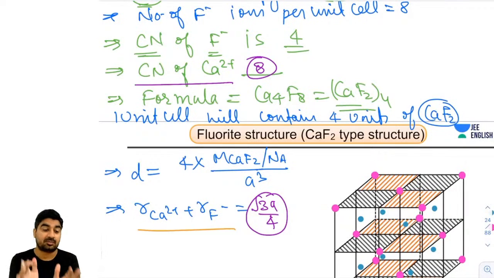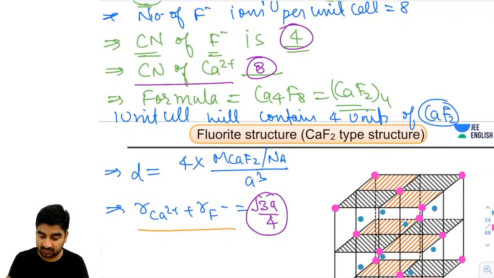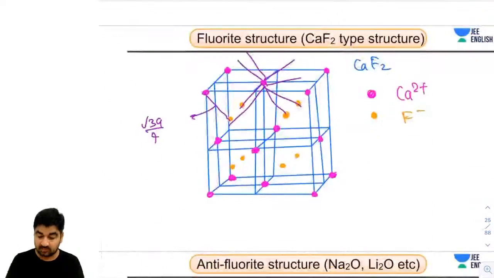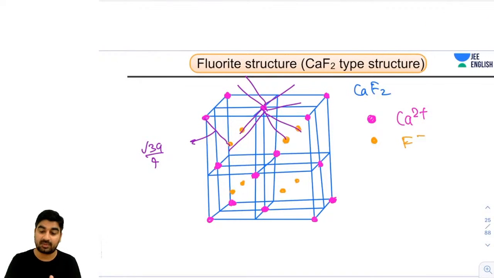Fluoride, because it is moving into a tetrahedral void, has a coordination number of 4. Ca2+, from the diagram you can see, is surrounded by 8 F-, so its coordination number will be 8.